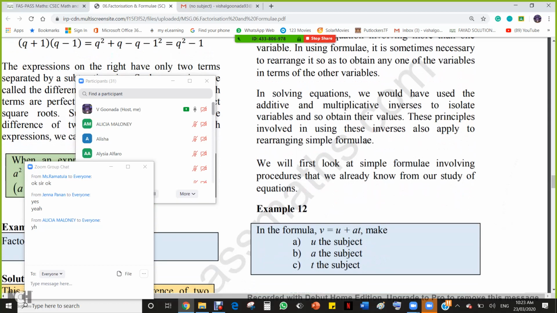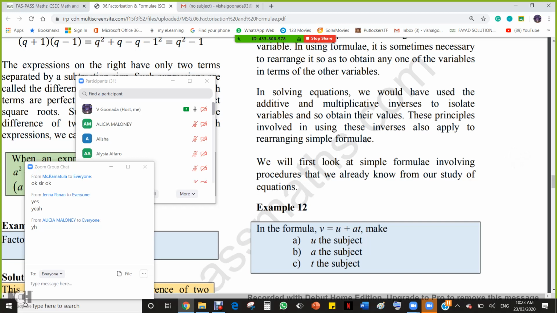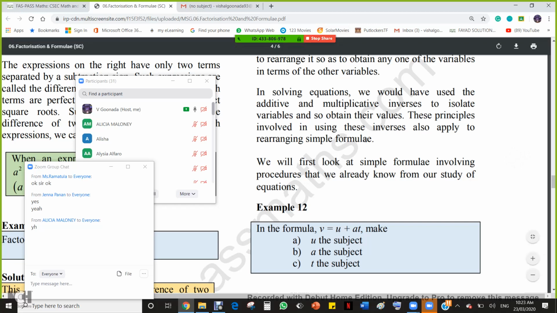In example 1, we are given the formula V is equal to U plus AT, and they are asking us to make U the subject of the formula, make A the subject of the formula, and make T the subject of the formula.